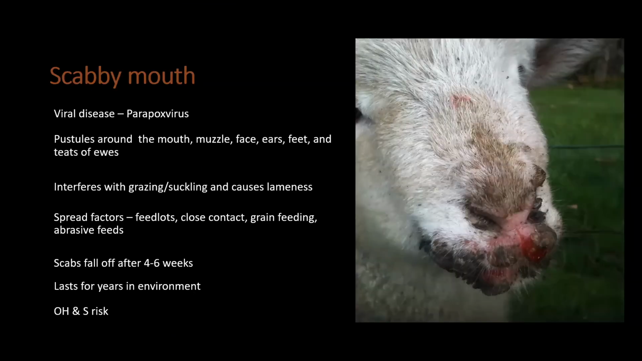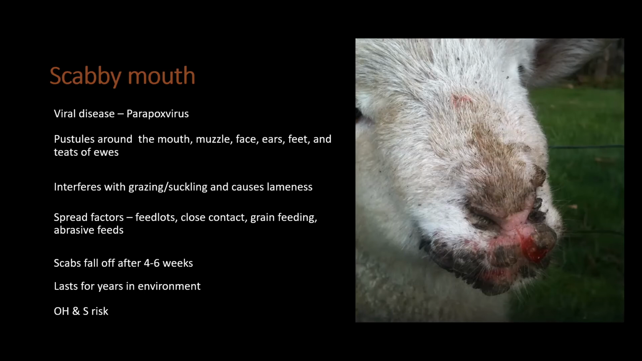Scabby mouth is another on-farm production loss. It typically affects lambs, and it typically affects animals around the mouth and nose, although it can also appear on the feet. When we get scabby mouth on farm, we often see an increase in mastitis in ewes because a suckling lamb will then transmit that scabby mouth virus directly to the teats of the ewe, which can contribute to mastitis losses. It certainly interferes with grazing and suckling, and we look generally at about a 4 to 6 week period from an animal picking up the infection before they shed the infection and return to a normal feeding pattern.